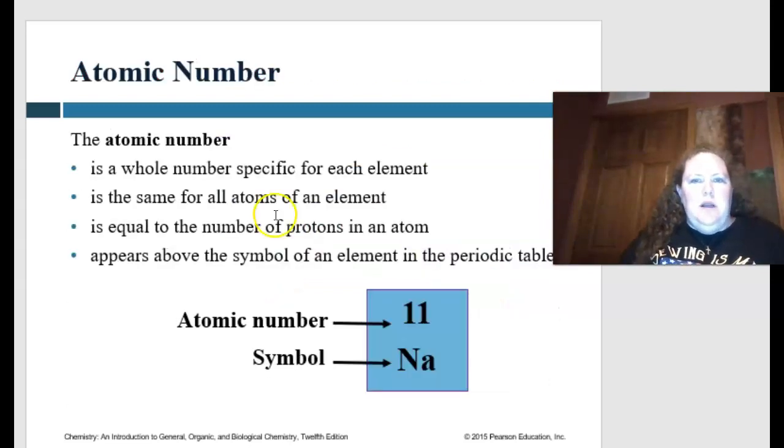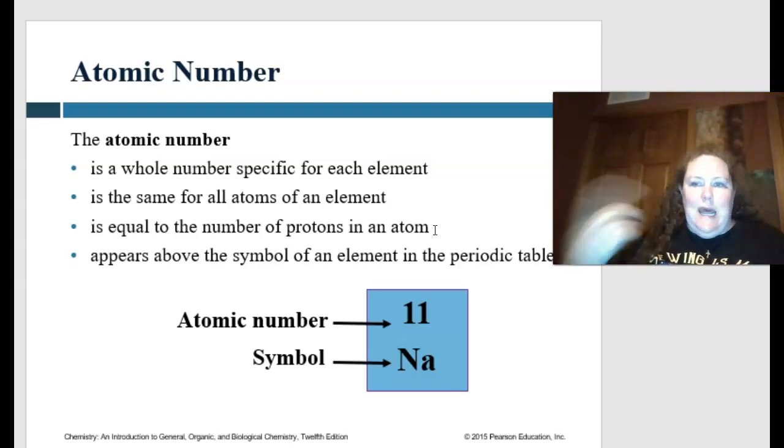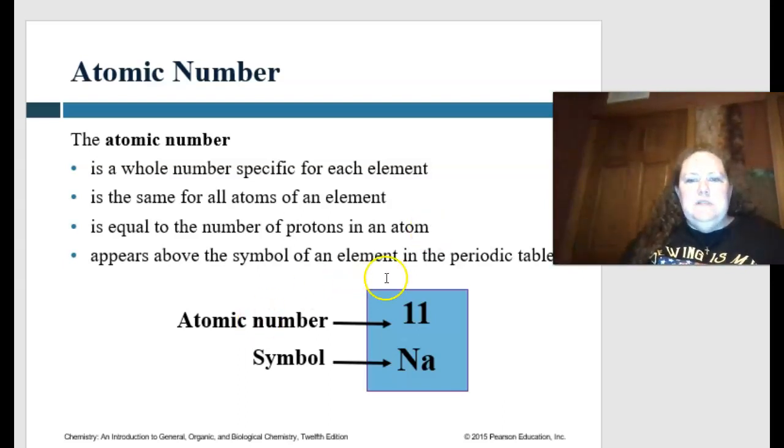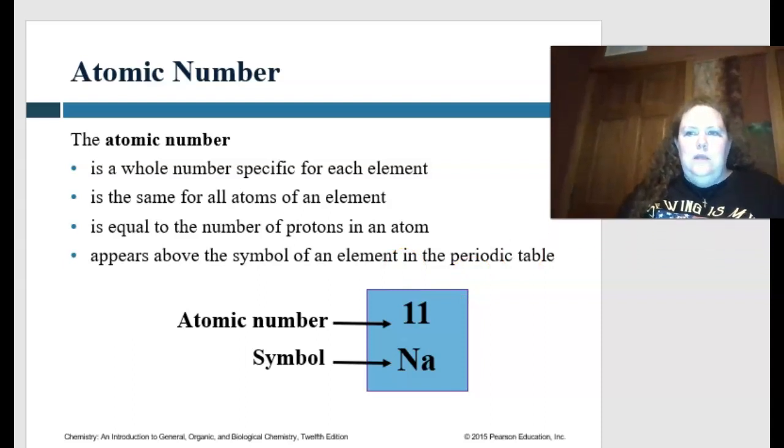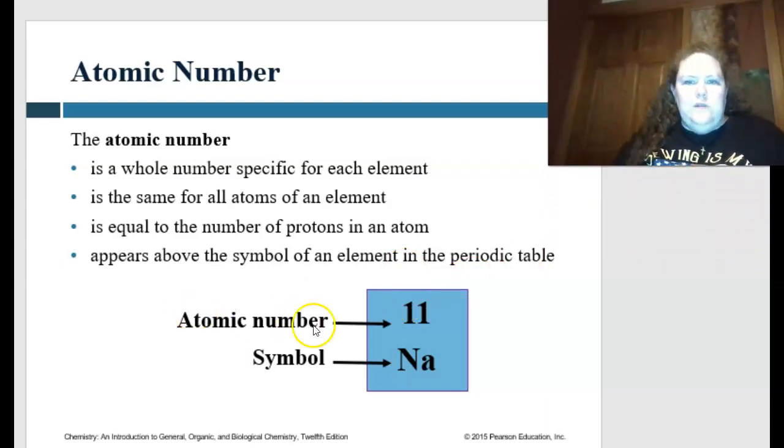For our atomic number, this is a whole number that's specific for each element. It's the same for all atoms of an element, and it's equal to the number of protons in an atom. This is important to remember: the atomic number is equal to the number of protons in an atom. It appears above the symbol for an element on the periodic table. So our atomic number for sodium would be 11.